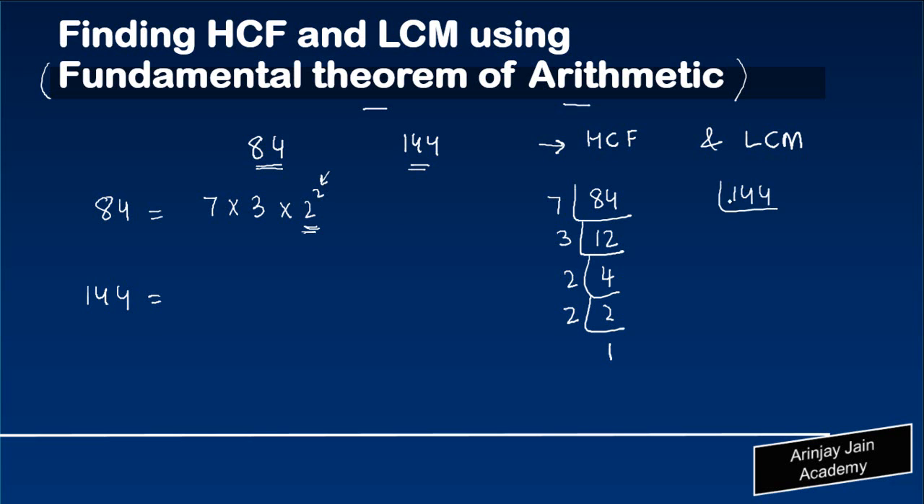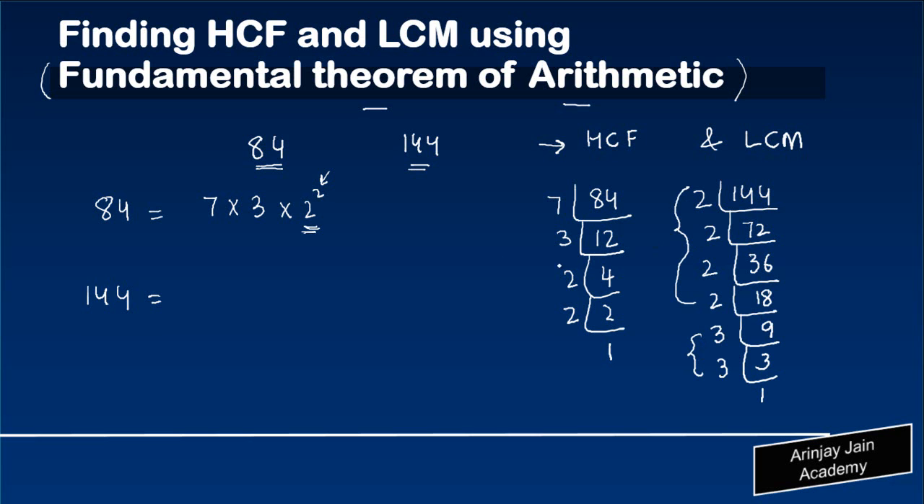Again, if I have to break down 144 as a product of its prime numbers, I break it down: 2 times 72. Again by 2, you get 36, you divide 72 by 2. 36 by 2, I get 18. Again by 2, I get 9. Now by 3, I get 3, and by 3, I get 1. So I've got 3 squared and 2 to the power 4. I can write this as 3 squared into 2 to the power 4.